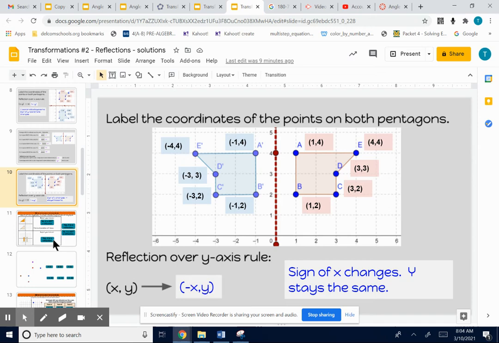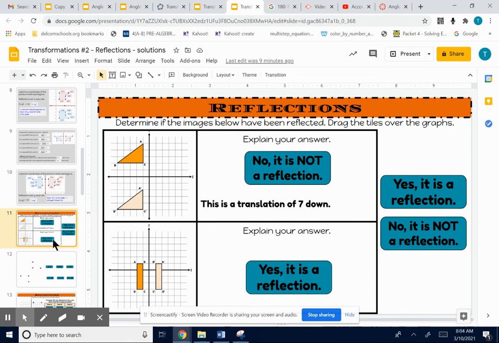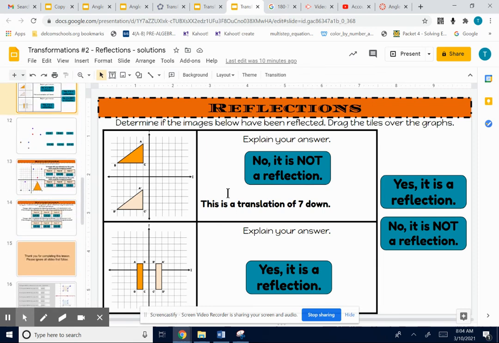Okay, next slide. They're showing you two shapes. They want you to know that that top one is not a reflection. It's just a slide. It's a slide 7 down. It's not reflected, but the bottom one is a reflection.